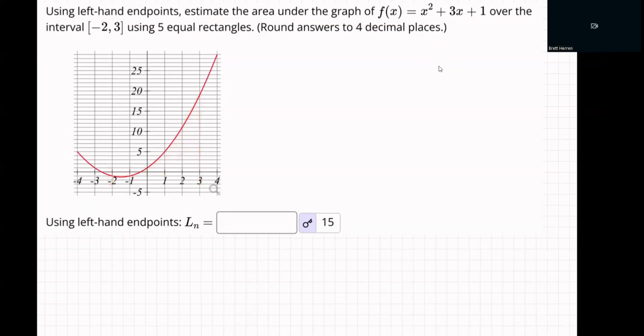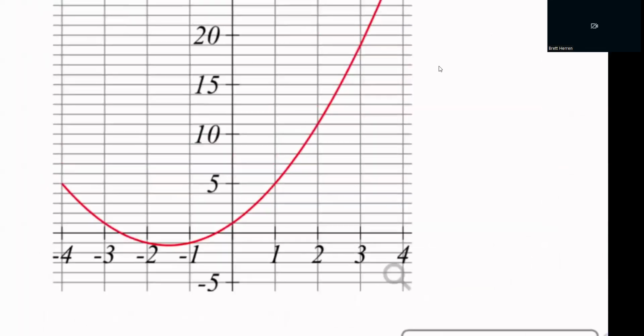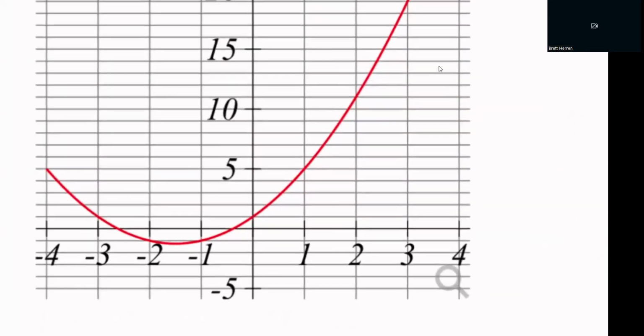That's going to be a little bit tricky, so let's see what we can do. First off, let's start by finding the x-axis. We're supposed to go from -2 to 3, 5 rectangles. Okay, so I am going to draw that. I'm going to try to make this as big as I can.